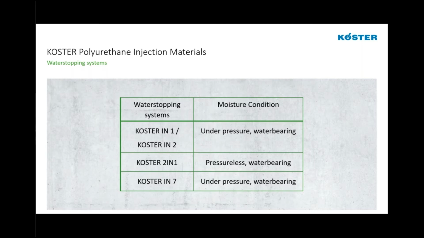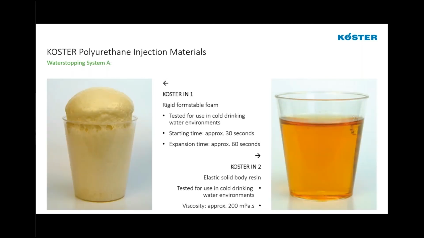And here's the circumstances when we're dealing with high-pressure water-bearing cracks. The Ion 1 and the Ion 7 are much faster reacting and more expansive to stop heavy active leaks. The 2-in-1 is still foaming and still heavily reacting, but with a little bit lower reaction time. So if we're dealing with very, very heavy water ingress, we usually go with the Ion 1 or specifically the Ion 7. The first system here, with the KOSTER Ion 1, again, this is a rigid foam.